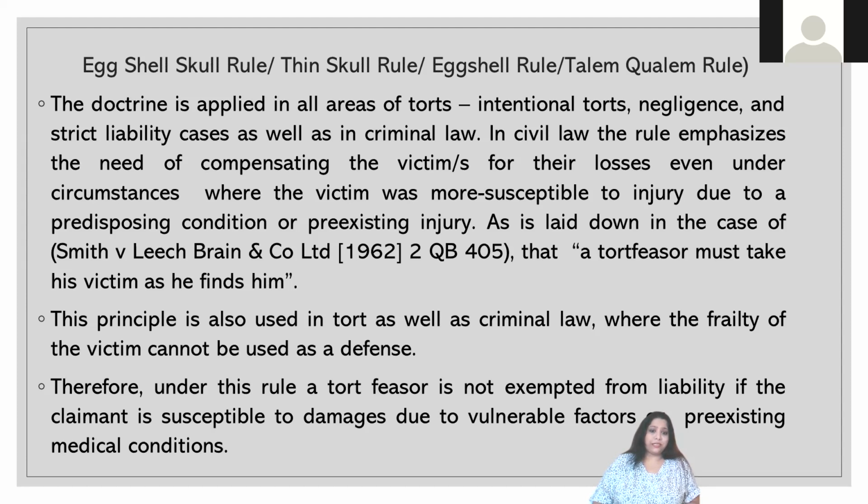Whenever a case law is cited for the exam or for your assignment, it has to be written as a whole. Smith versus Leech Brain and Company Limited, 1962, bracket closes, 2 Queen's Bench. You can just write QB, QB 405. QB means here, Queen's Bench. So you'll have to give me the entire citation.